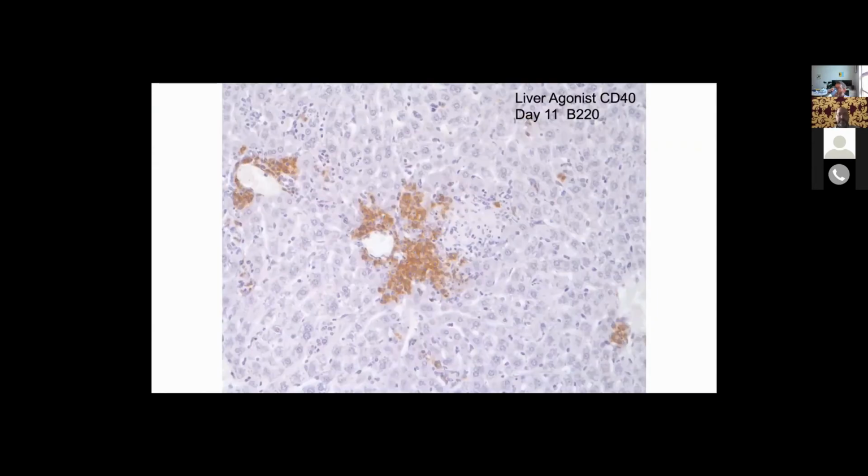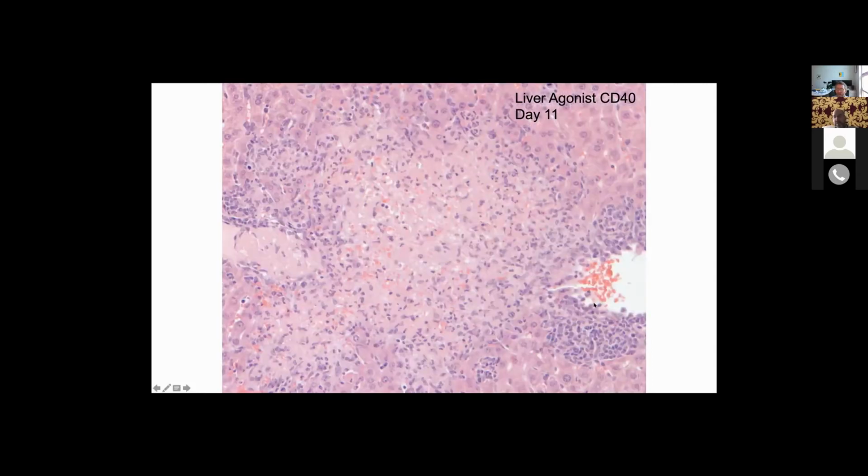Just go back to that last one. I always thought those focal areas of B220 were compatible with, in the other slides, you had foci of small lymphocytes. So it might not be the histiocytic lymphoma. But go back a couple. Yeah, you'll see you have foci of lymphocytes in the dark. So those might be the B220 positive.